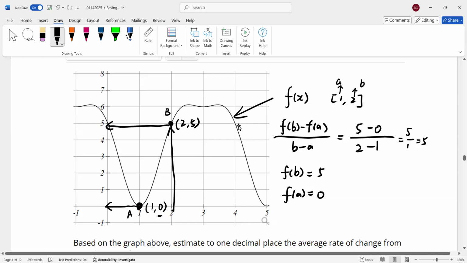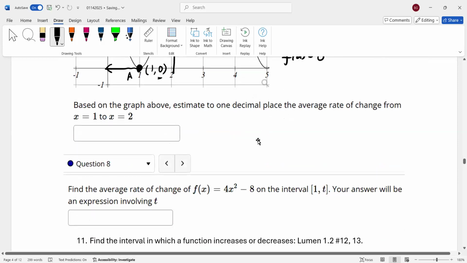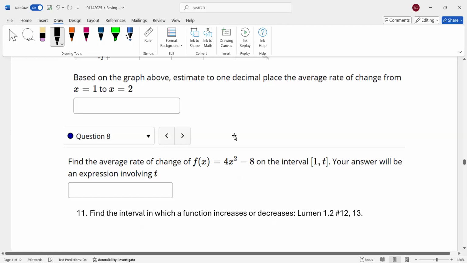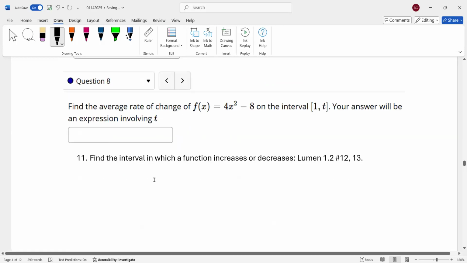All right, so we have one more question about the average rate of change. Number 8. Find the average rate of change of function f of x. The function here is quadratic. If you know what I'm talking about, quadratic is fine. If you don't know, don't worry. In the future chapters, we're going to focus on that. So the function is 4x squared minus 8 on the interval 1, t.